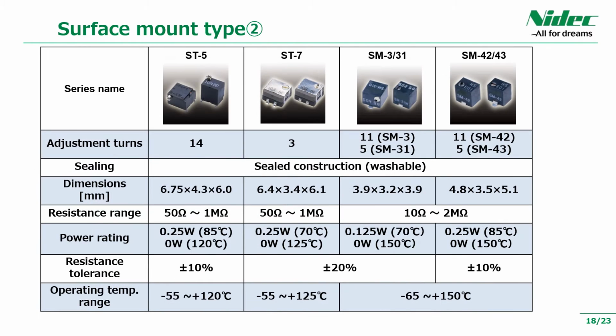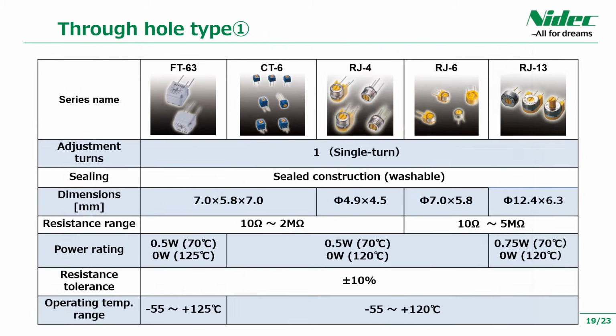Next is the surface mount type multi-turn products. The SM3, 31, 42, 43 has a wider operating temperature range of -65 to 150 degrees. Next is through-hole type single-turn products. The FT63 series is the most sold so far. Please firstly consider your application, mounting space, and shape in order to make a decision for the product selection.